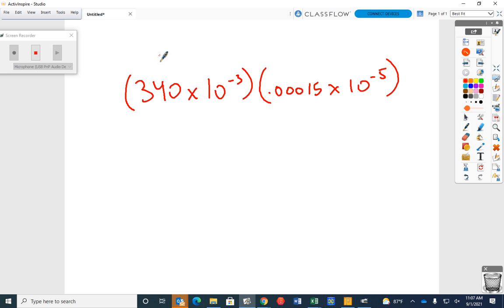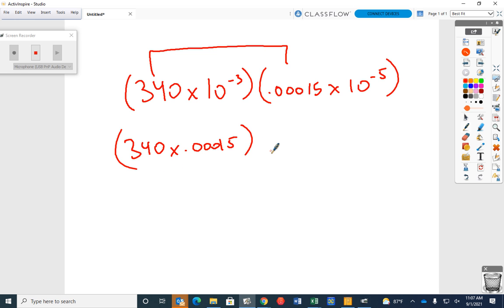So should I go ahead and still multiply these? Okay, so multiply 340 times 0.00015. Tell me what you get. 0.051. Is there a 0 in front? Yeah. Okay, that doesn't matter, but that's fine. So 0.051, is that what you got? Okay, now let's take our exponents. I have 10 to the negative third times 10 to the negative fifth. What does that give me?